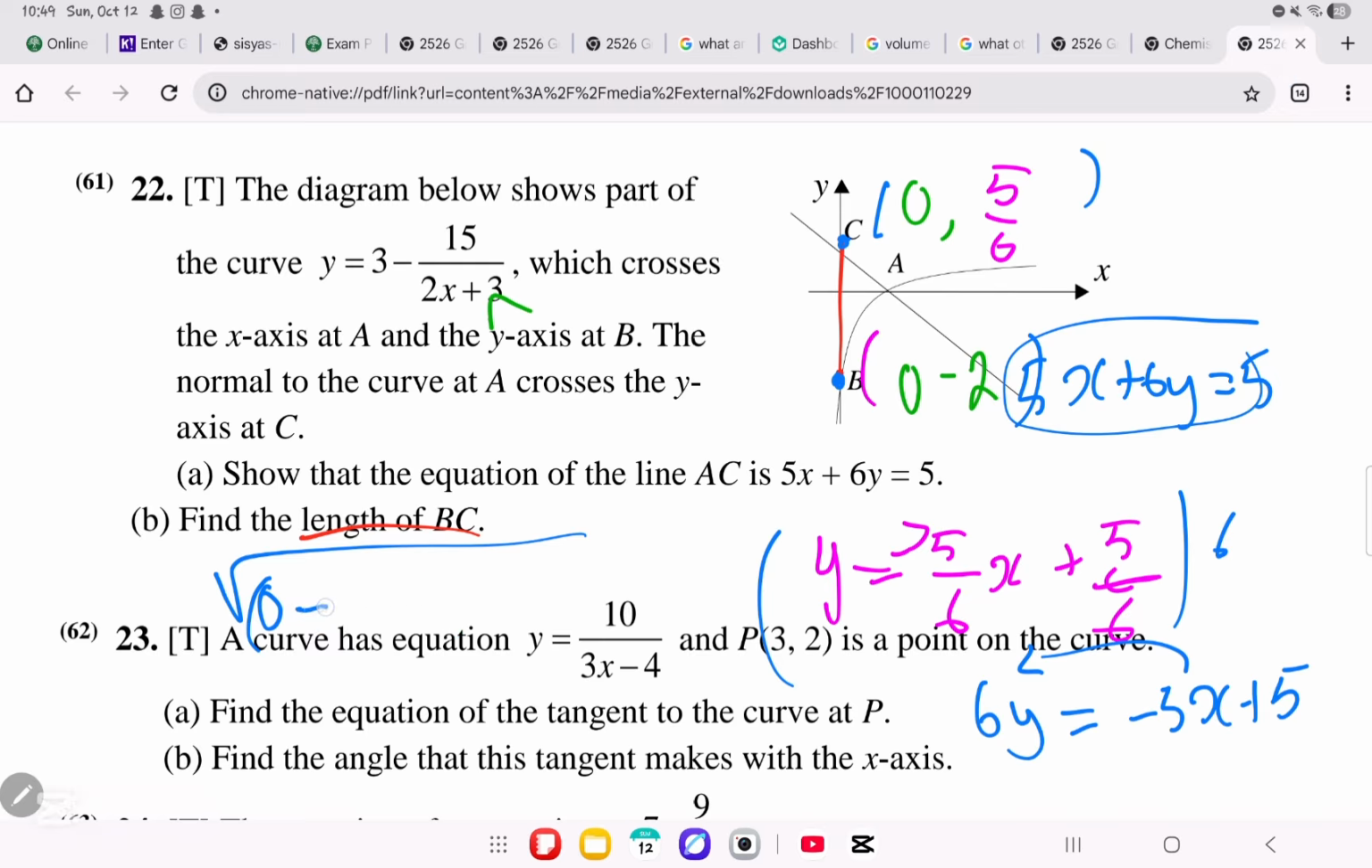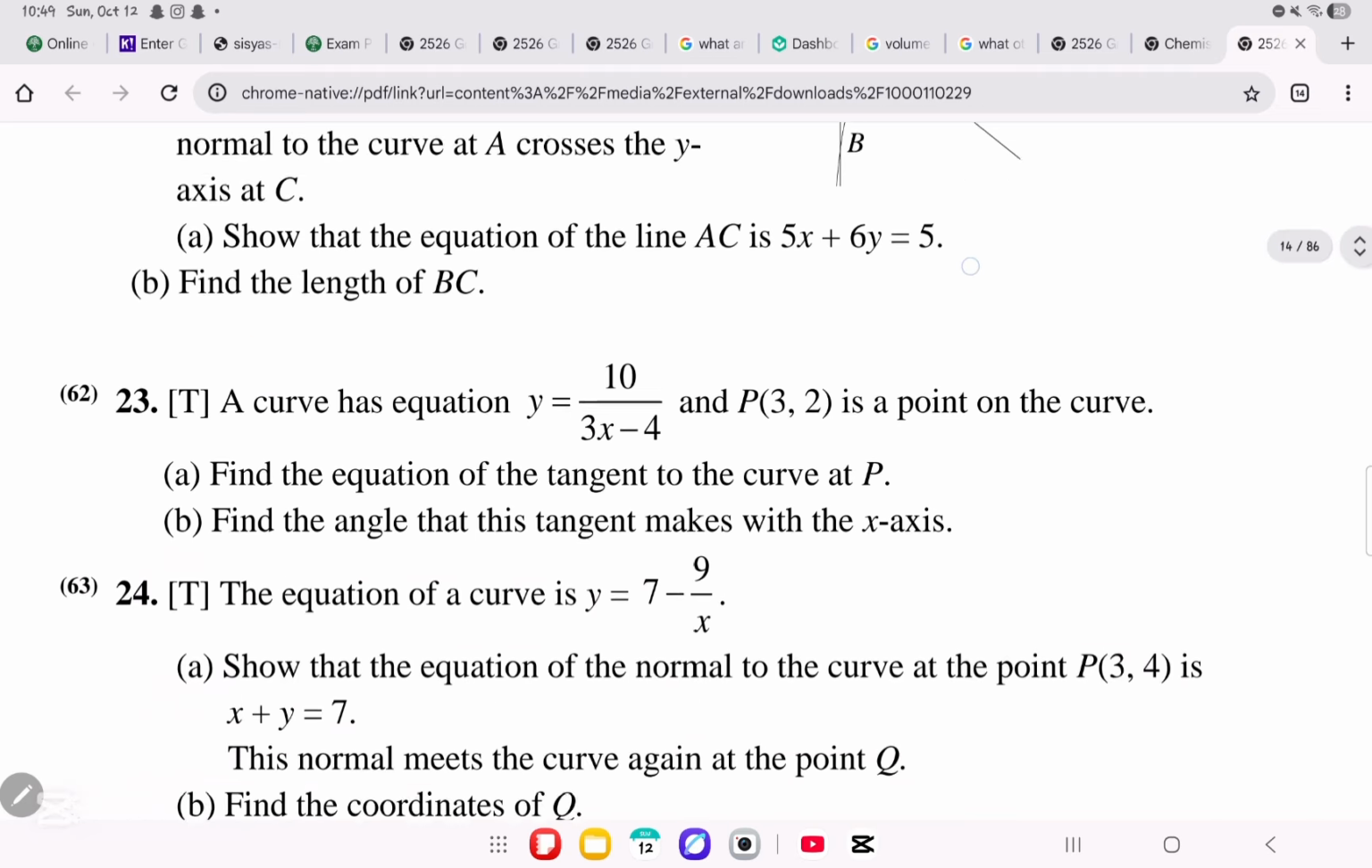It's x minus x squared plus y minus y squared, so plus minus 2 minus 5 over 6 squared. So you will put it on the calculator and you're supposed to get an answer of 17 over 6. We move on to 23 top.